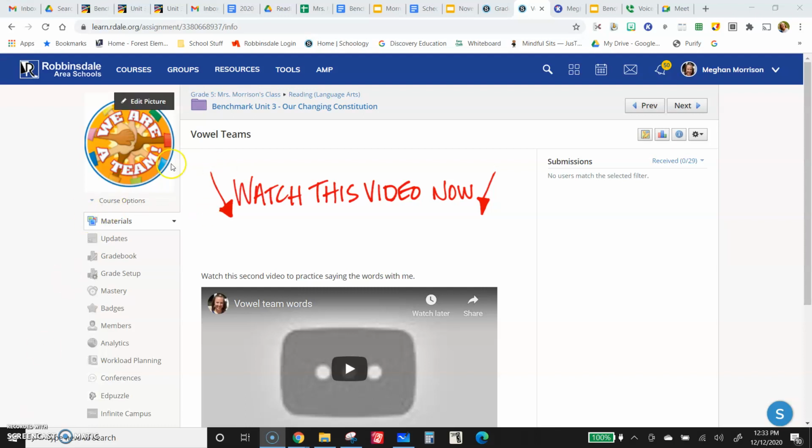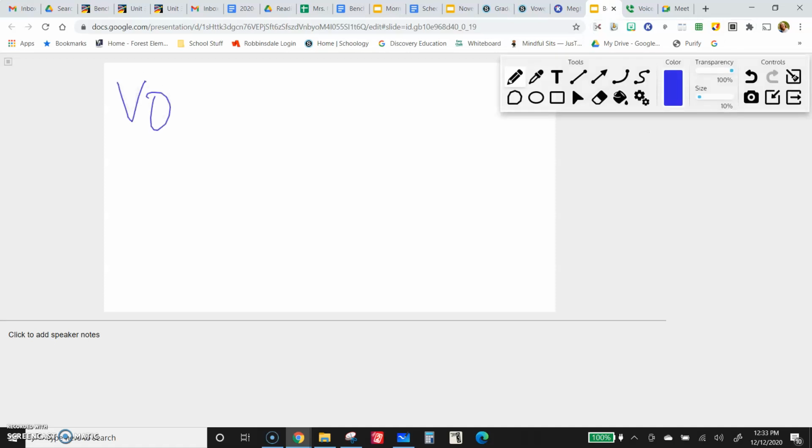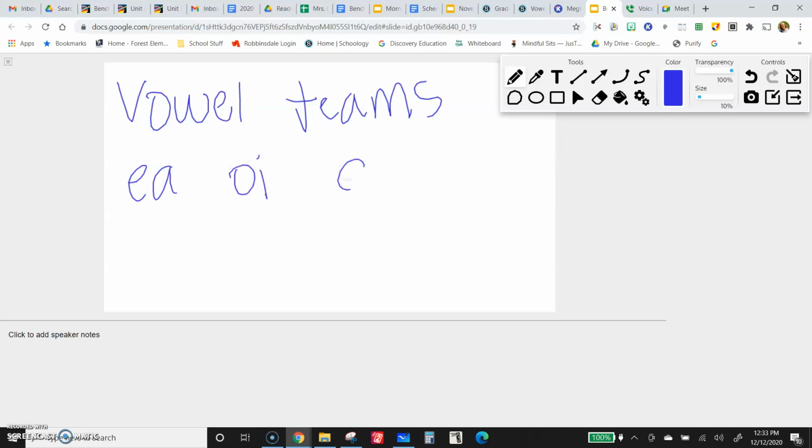So, vowel teams is the lesson for today. Vowel teams are what they sound like: when we have two vowels that are next to each other. E-A, O-I. Y can function as a vowel, as part of a vowel team. E-I, I-E. There are any combinations of vowels that you can have.